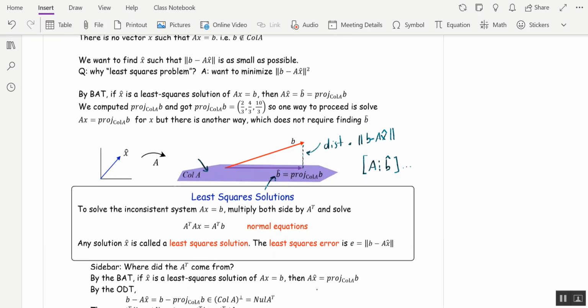And here it is. So to solve the inconsistent system, AX equals B, you're going to solve the normal equations, which you find by multiplying both sides of AX equals B by A transpose. And I've got an explanation of where that A transpose comes from down here. There might be more than one solution. If there is, then any solution is called a least squares solution. And the least squares error is that quantity, the length of B minus AX hat.